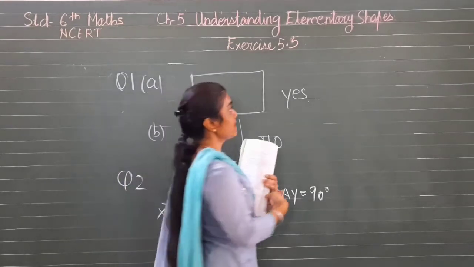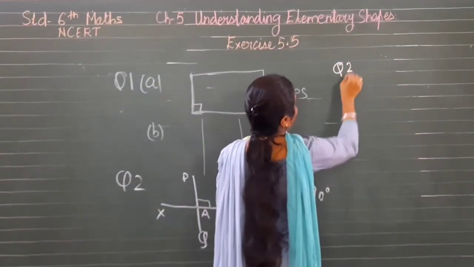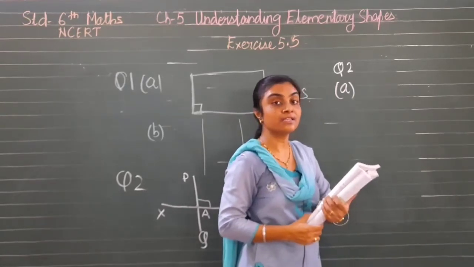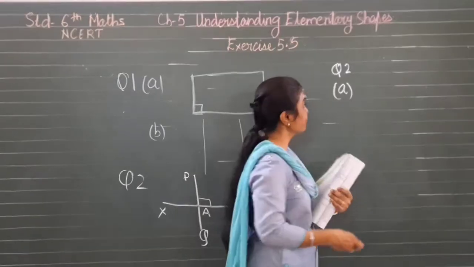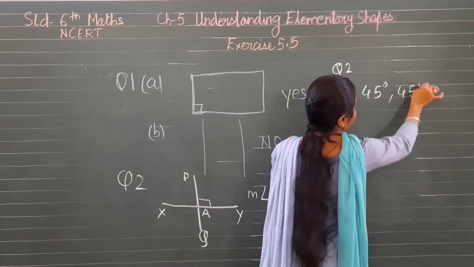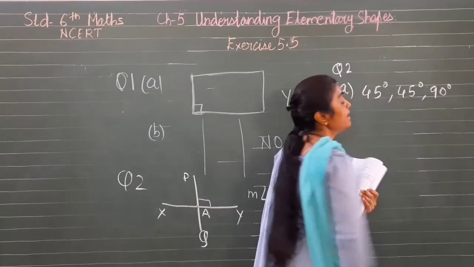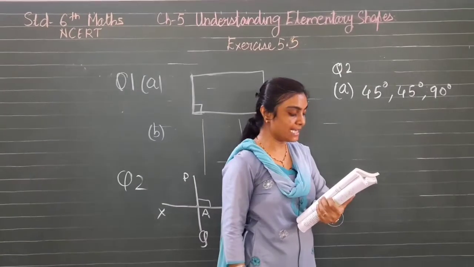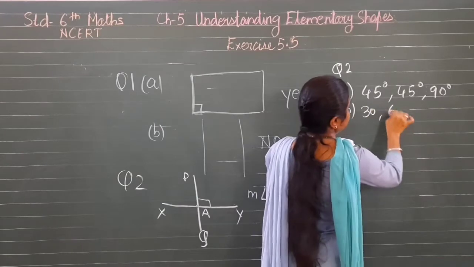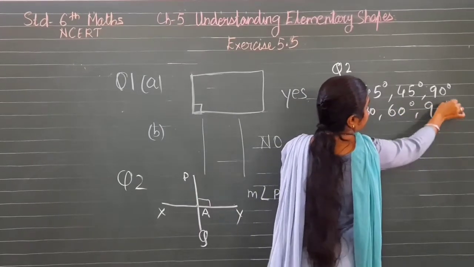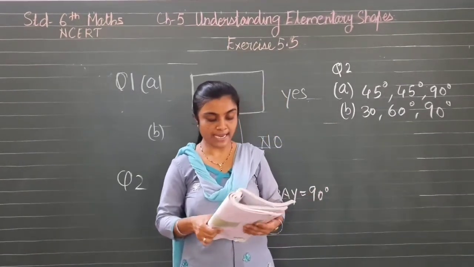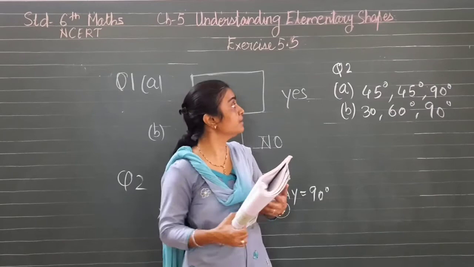So let us see set square 1. If you have your set square, there are two set squares in the geometry box. So the first set square will be of 45 degree. The corners will be 45, 45 and 90 degree. The second set square will be 30 degree, 60 degree and 90 degree. So in both the set squares 90 degree will be the common angle.